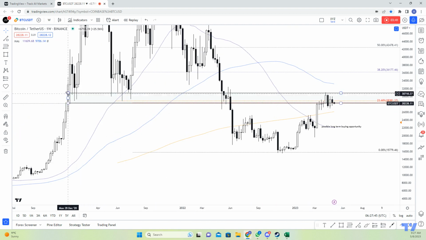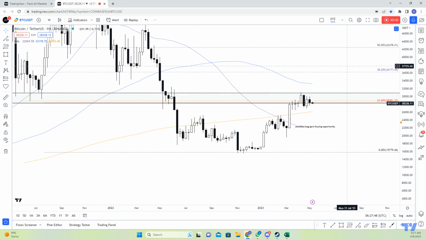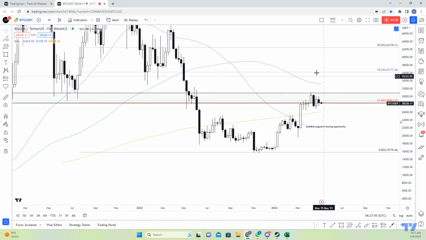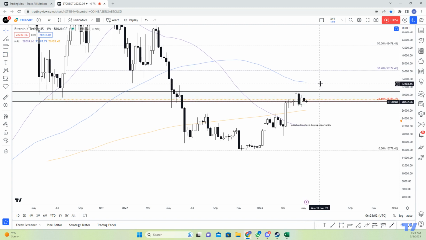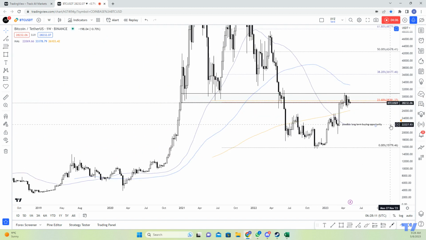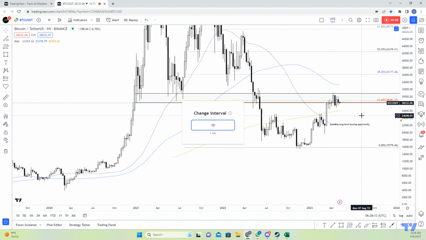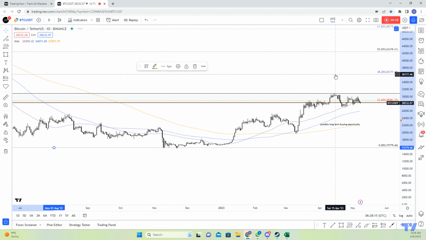right? As you can see here, this type of action, it's like 1, 2, 3, 4, 5, 6, 7 weeks of not much happening. But I think we're breaking down, and I am in a short, and I'll explain to you how I took the short. Let's go back, zoom in into daily.